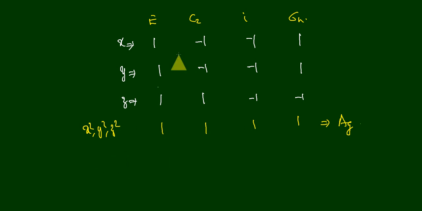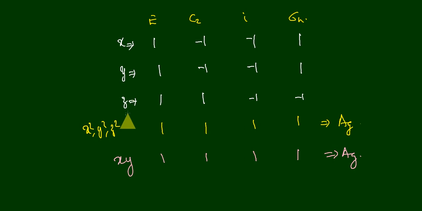And now we can check for xy. xy is 1 into 1, that is 1. Minus 1 into minus 1, that is 1. Minus 1 into minus 1, that is 1. 1 into 1, that is 1. That also corresponds to AG.